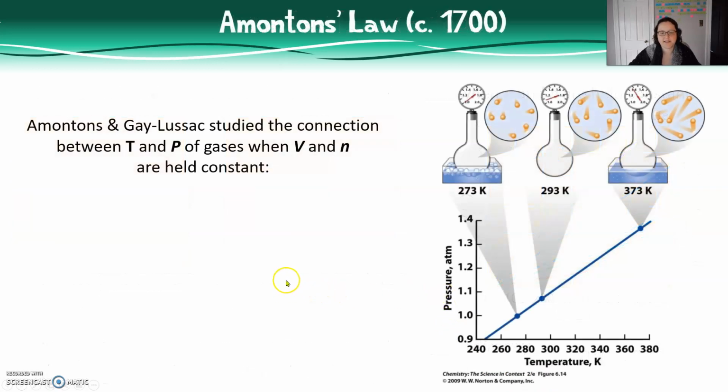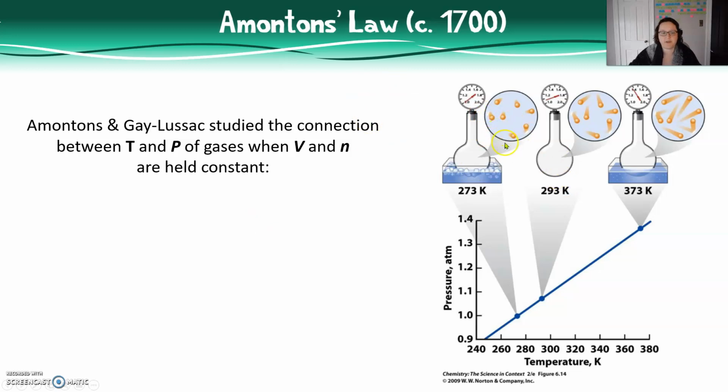Next, two different scientists are credited with studying the connection between temperature and pressure when volume and the number of moles of gas are held constant. This experiment is very similar to the last one, but instead of using an elastic balloon that allows for the volume to change and therefore the pressure to remain constant, this experiment uses a rigid container that will maintain a constant volume and attaches a pressure gauge to monitor the changes in pressure.